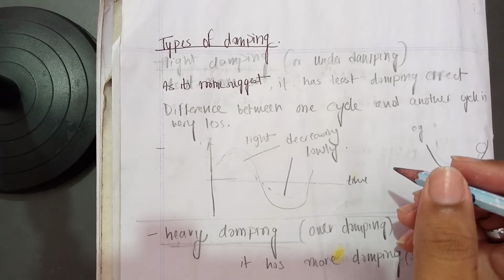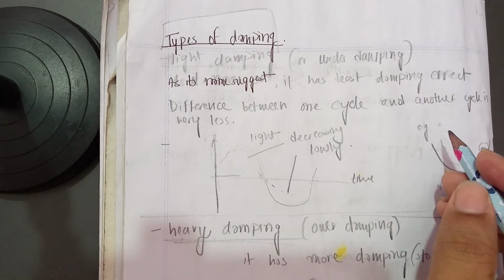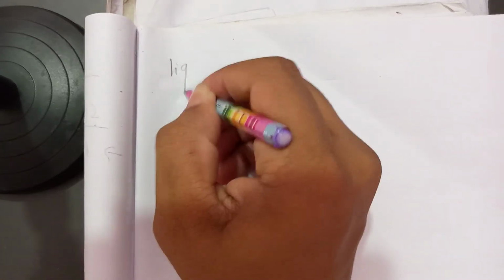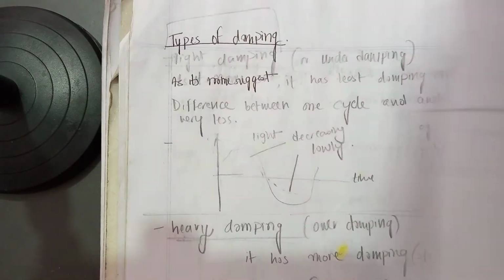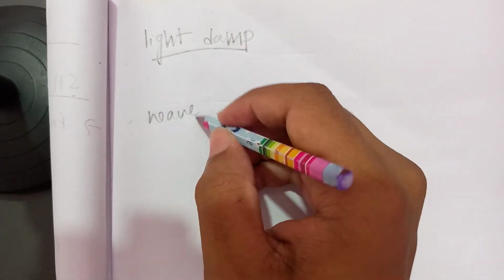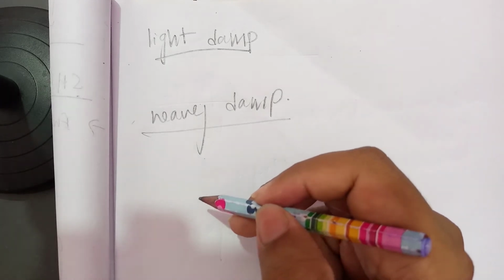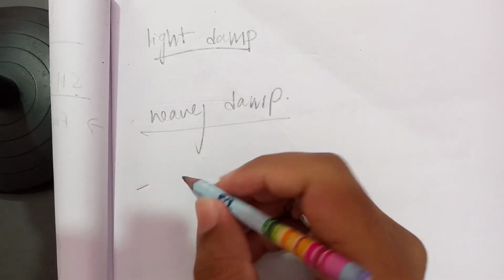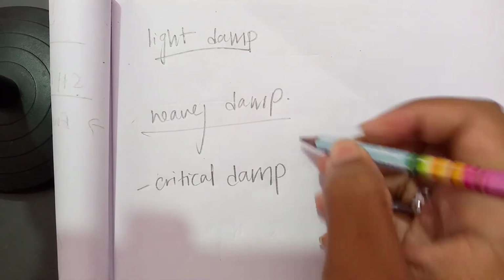So today we will look at some examples, the types of damping we have. First, there are three kinds of damping. First we have the light damping. Second one is the medium kind of damping. We have heavy damping, and the last one, which is the massive kind of damping, that is the critical damping. So these are the three types of damping that we have.